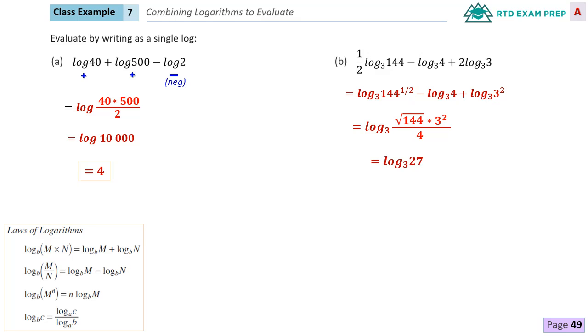We can evaluate the square root of 144 to be 12, multiply that by 3 squared, which is 9, to give 108, and divide by 4 to get 27. Then we can ask ourselves, what exponent goes on 3 to give a result of 27? The exponent would be 3.